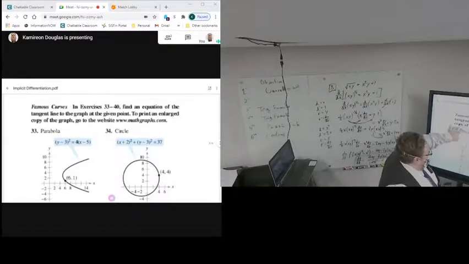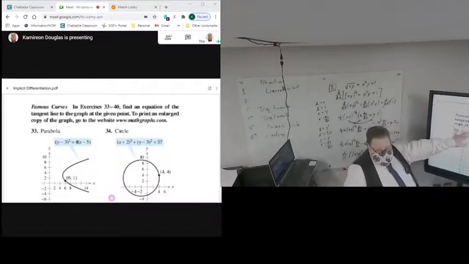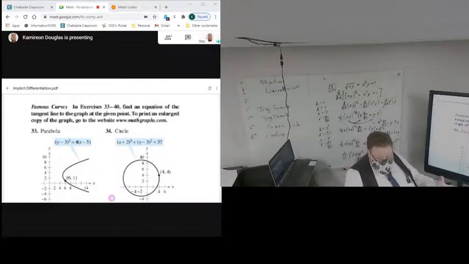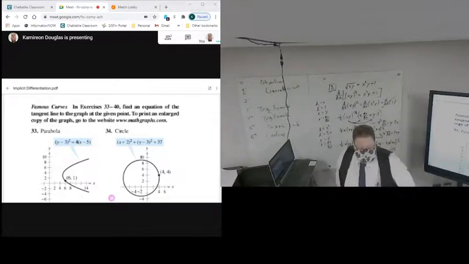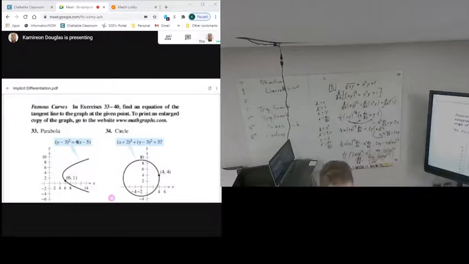And again, just find the equation of a tangent line. So everything we did with the derivative, we now do with implicit differentiation as well. Can you find the derivative? Can you find the slope? Can you find the equation of a tangent line? So can you find y minus y1 equals m parentheses x minus x1? All those come in now.